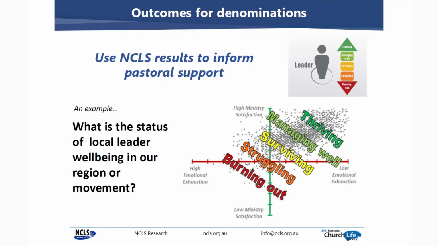One last thing. We've done a lot of work over the years on sustainable leadership. That was more about effective leadership; we were just looking at sustainability, burnout, struggling, surviving, managing well, thriving. Every one of those dots on that picture is a senior minister in 2016 in Australia, and we wanted to just see how many are burning out. So what is it for your movement? What's the percentage of people who are really struggling, who are maybe not burning out but are at risk of that?